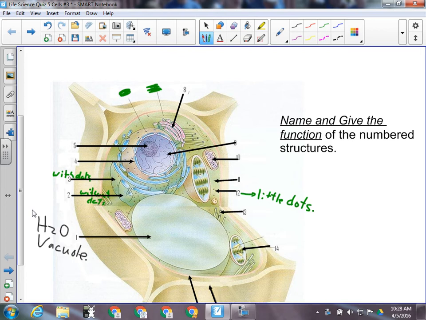Okay? I just said that. Supports the cell, keeps the shape of the cell, turgor pressure. Any one of those is fine.